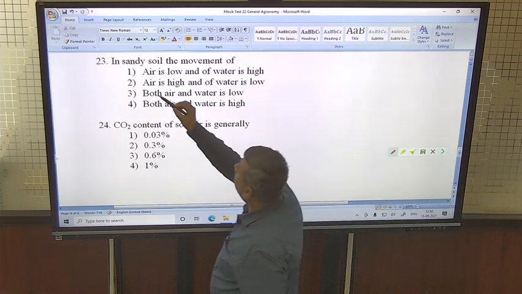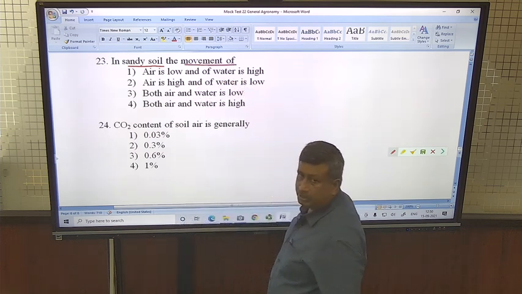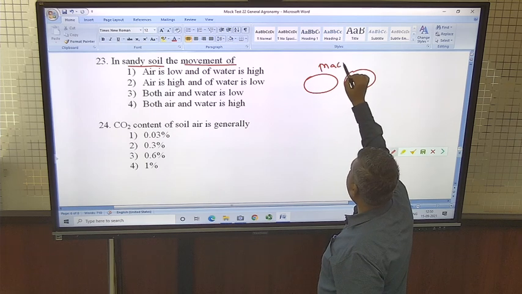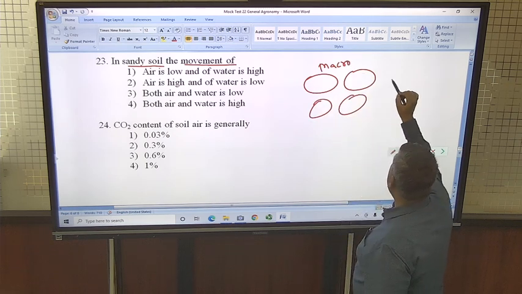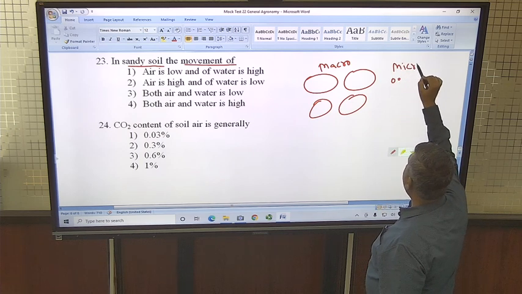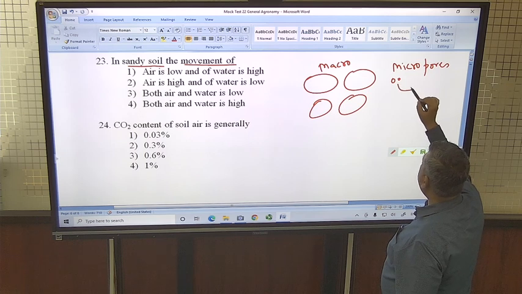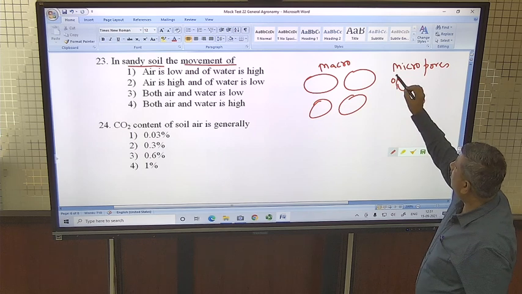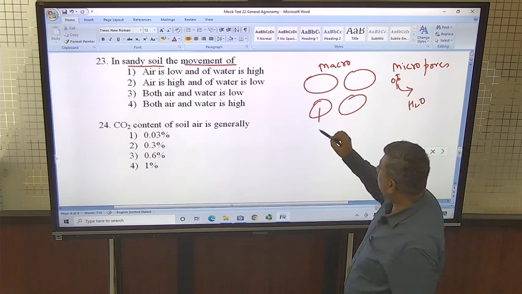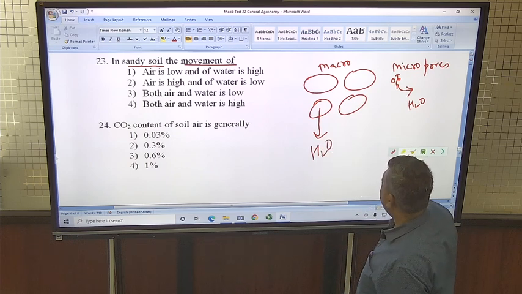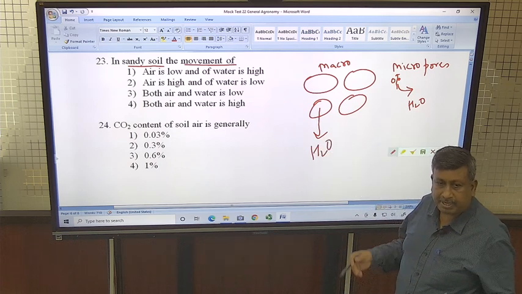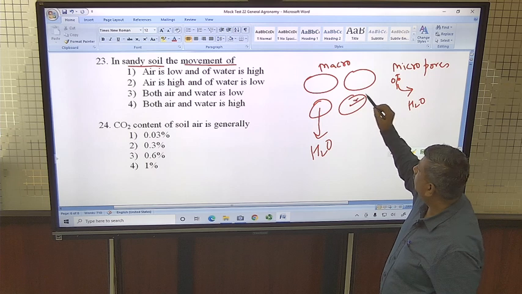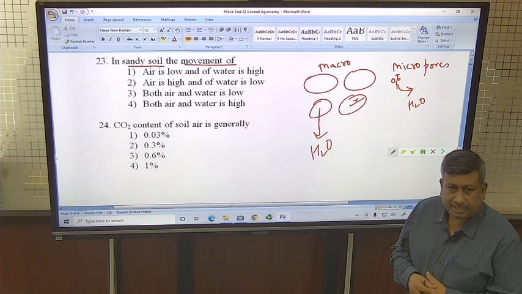This is a very conceptual question: in sandy soil, macropores are more, and micropores are very few. Micropores are responsible for retention of water. They retain the water through capillary force, whereas water movement in macropores is very easy. They cannot retain moisture for a longer period. Capillary force is weak because the radius is more, R is high. That's why capillary retention is less.